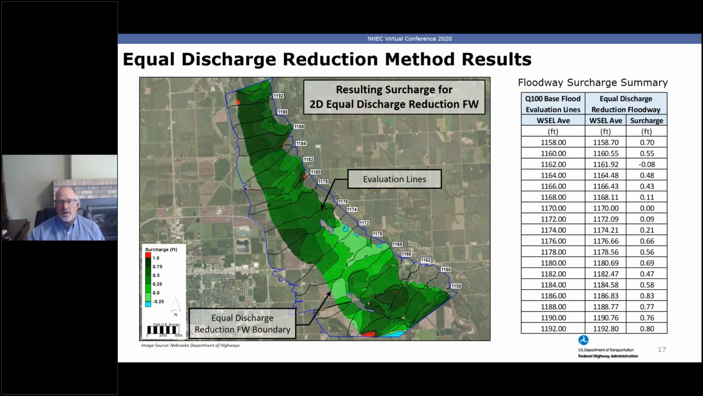In this case, the red areas, those values are above a foot, but after further review, all of those are less than 1.5 feet, okay? So this result would be acceptable both on the averaged values at evaluation lines as well as point values.